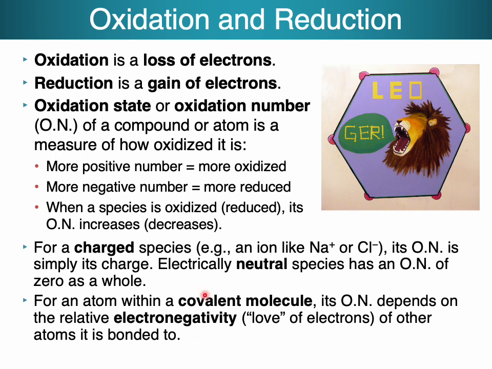So the overall molecule is usually neutral, so the overall molecule would have an oxidation number of 0, but each atom within the covalent molecule may actually have an oxidation number depending on whether that atom has the electrons closer to it, or whether some of the competing atoms would have more electrons toward their side. So this electronegativity, basically meaning the love of electrons, is a very important consideration of how oxidized an atom is within a covalent molecule.